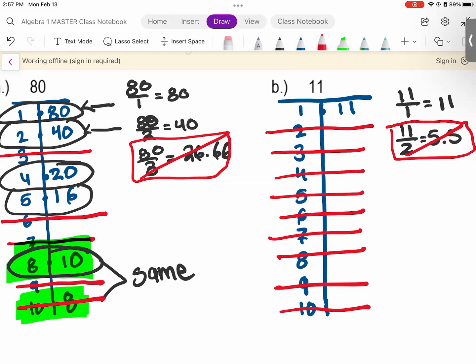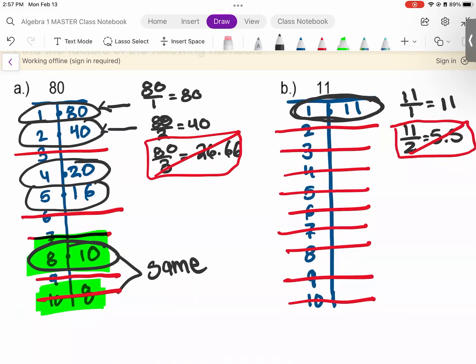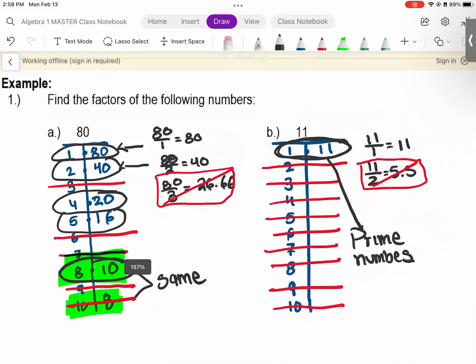So if you notice, we only have one set of factors. Only one, solamente tenemos un par de factores. Whenever you see that, we notice that the factors of 11 are just 1 and 11. Whenever you see that, we call those prime numbers. That means it only has one set of factors. So careful with those. You're going to have a few of them. But other than that, that is how you find the factors of a number.